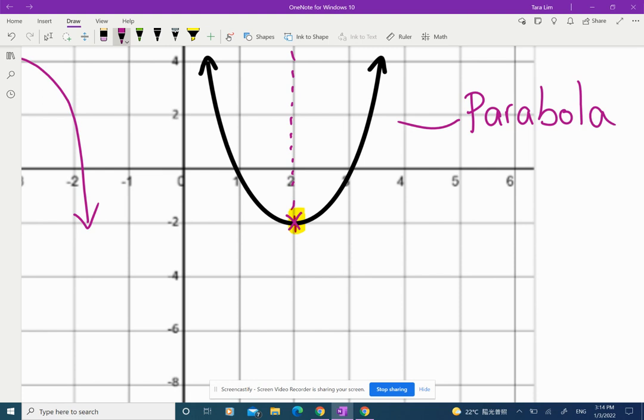So this point here. Now we just need to write the coordinate of this point. Here the coordinate is 2, comma, negative 2. So the vertex is (2, -2). So it's always a coordinate.